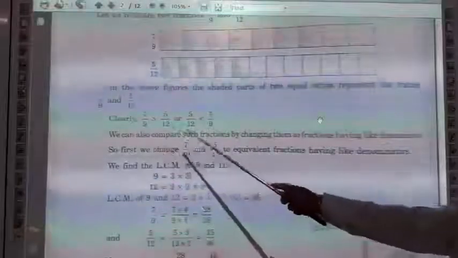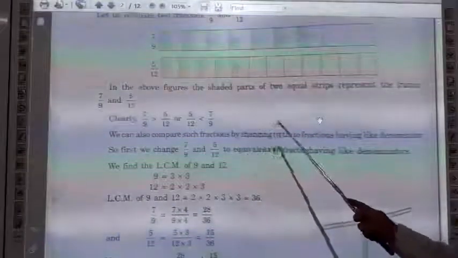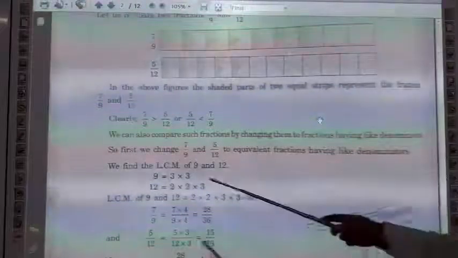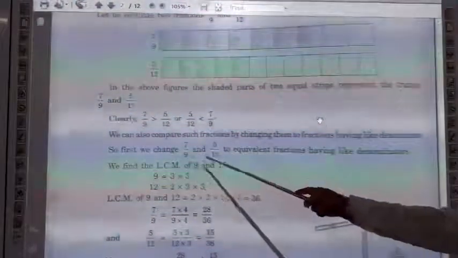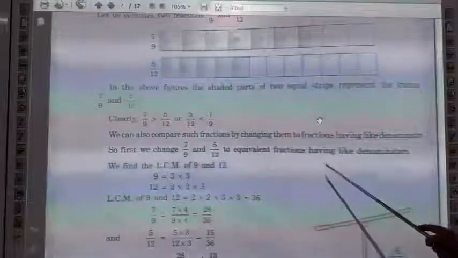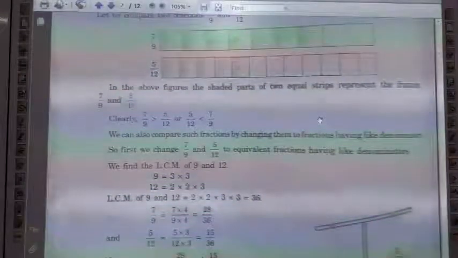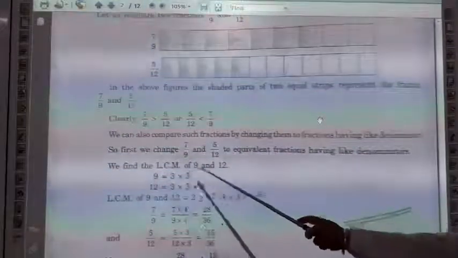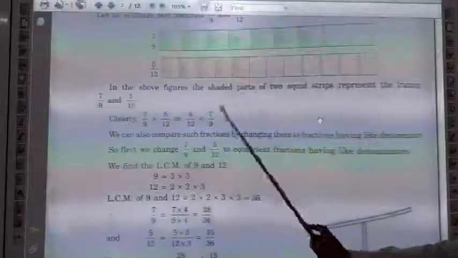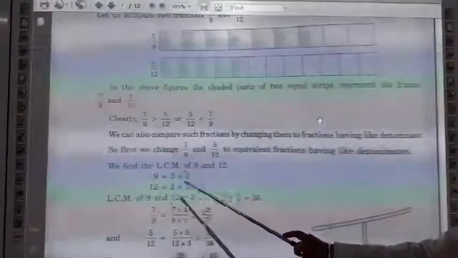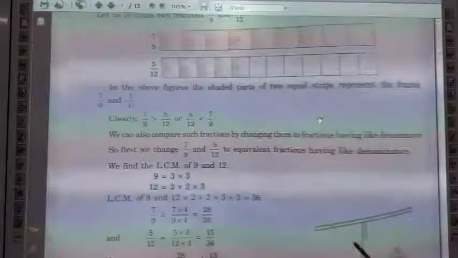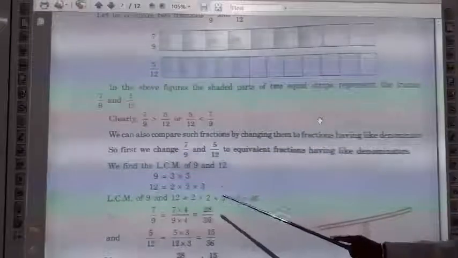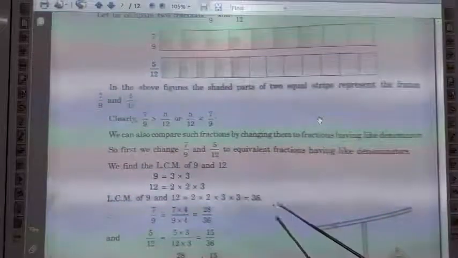We can also compare such fractions by changing them to fractions having like denominators. So first we change 7/9 and 5/12 to equivalent fractions having like denominators. We find the LCM of 9 and 12. 9 is equal to 3 multiplied by 3. 3 threes are 9, and 12 is equal to 2 multiplied by 2 multiplied by 3. 4 threes are 12. LCM of 9 and 12 is equal to 2 multiplied by 2 multiplied by 3 multiplied by 3, which is 36.